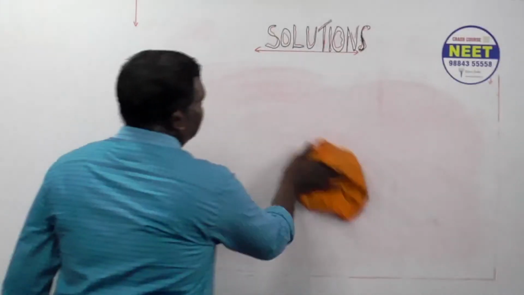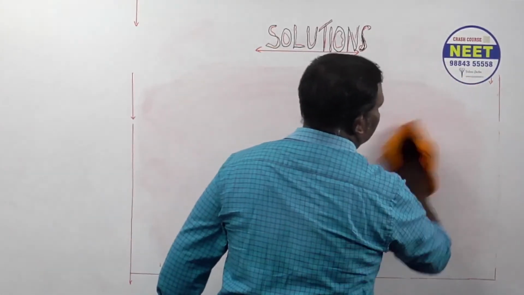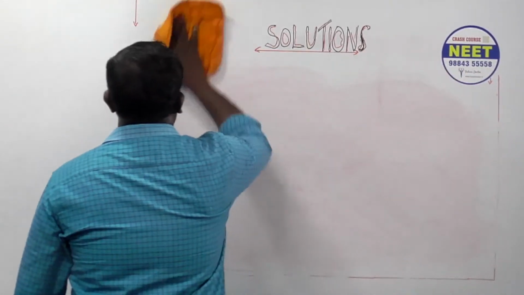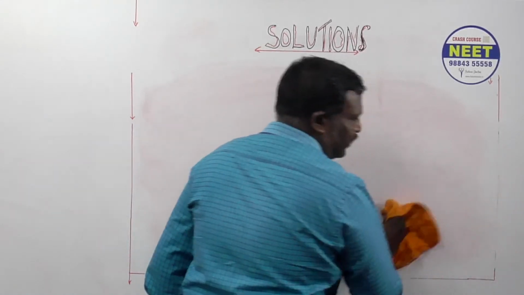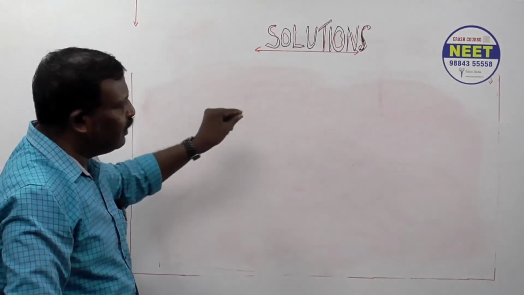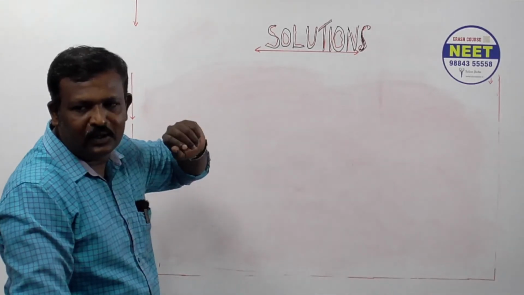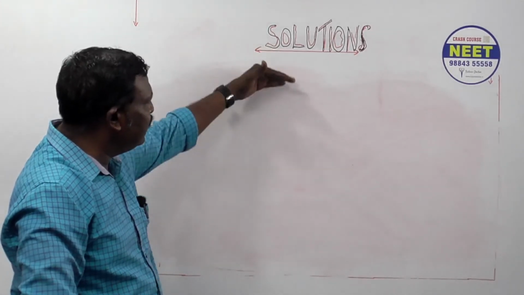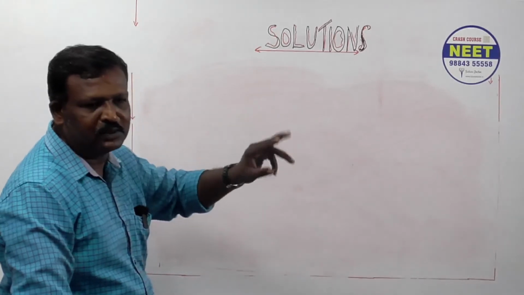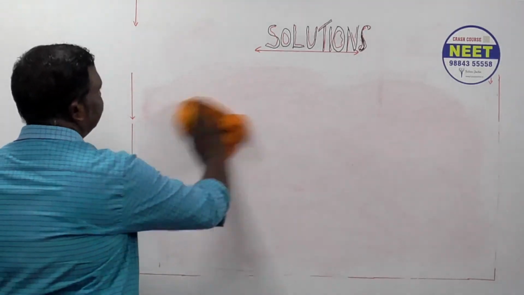Understood? Right. It's only the theoretical part, but when you do the problems, then only you will get 100% benefit of this lesson. So for each and every method, do one or two sums. Understood?